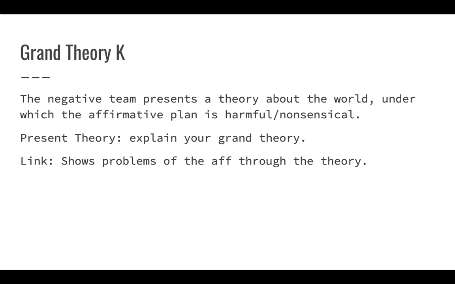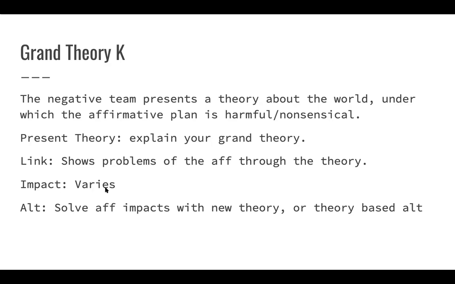Your link then shows the problems of the affirmative through the lens of your theory, and or shows, in the case of capitalism, how the affirmative supports the sort of harmful world that you're talking about. Impacts vary. Generally, it's something like this overall structure to the world, capitalism, anti-Black racism, etc., is bad. And then the alternative, it solves the impacts within the new theory, is a common way. So if you're reading a cap K, perhaps there is a socialist way to solve the problem that the affirmative team brings up.